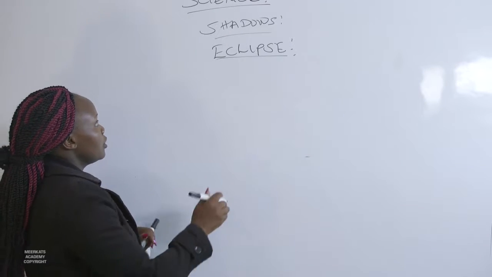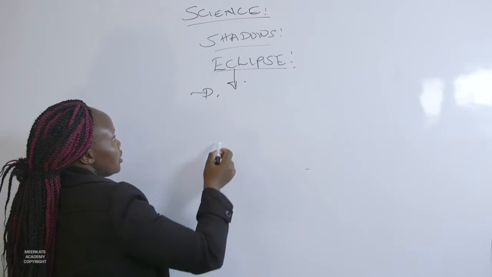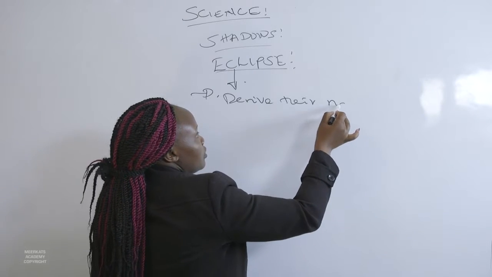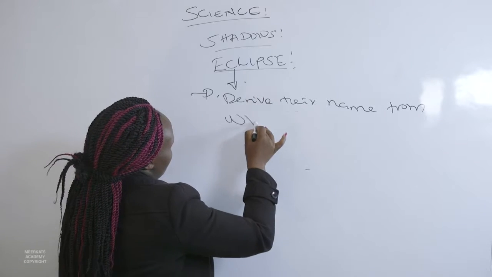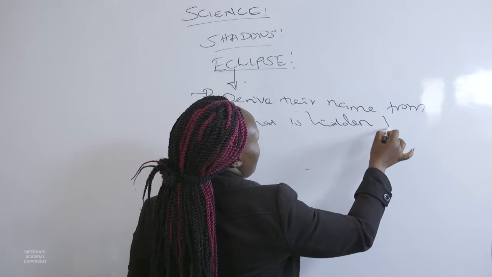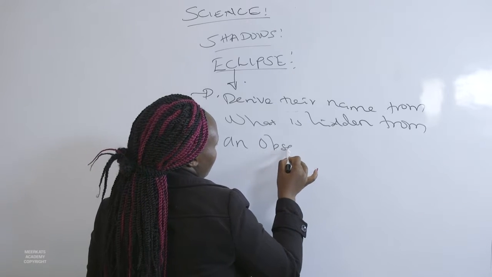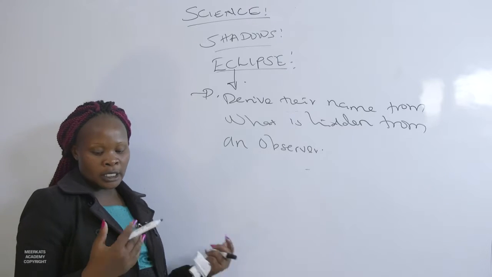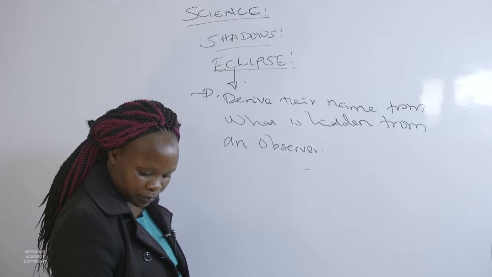Yes, so now you are able to discover that eclipses actually derive their name from what is hidden from an observer. If you hide the moon, we call it lunar. If you hide the earth, we call it solar.